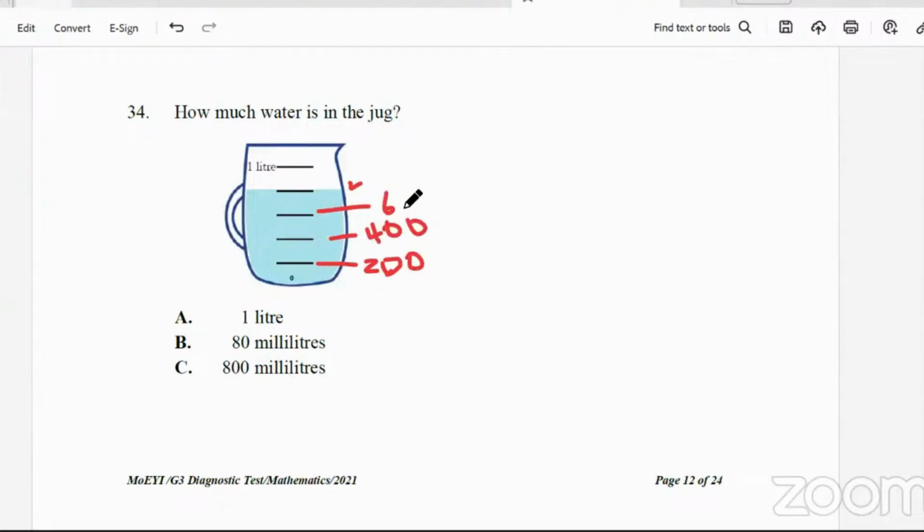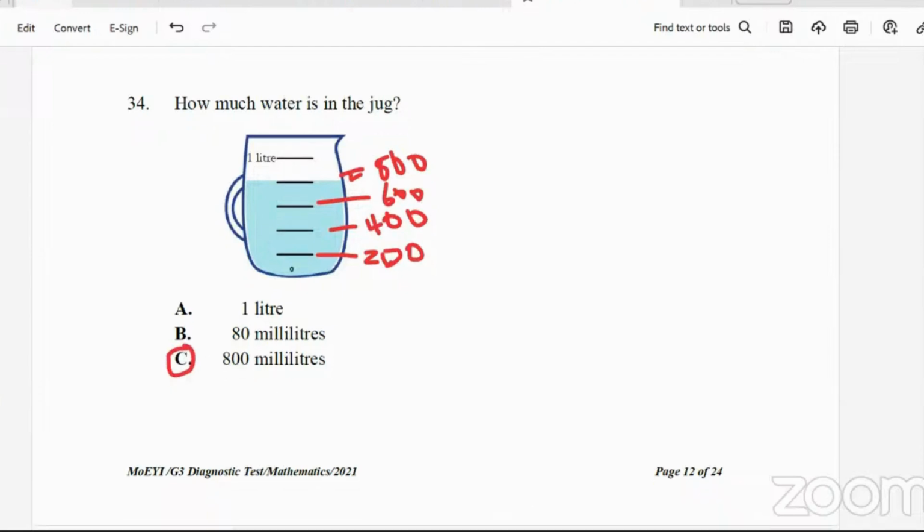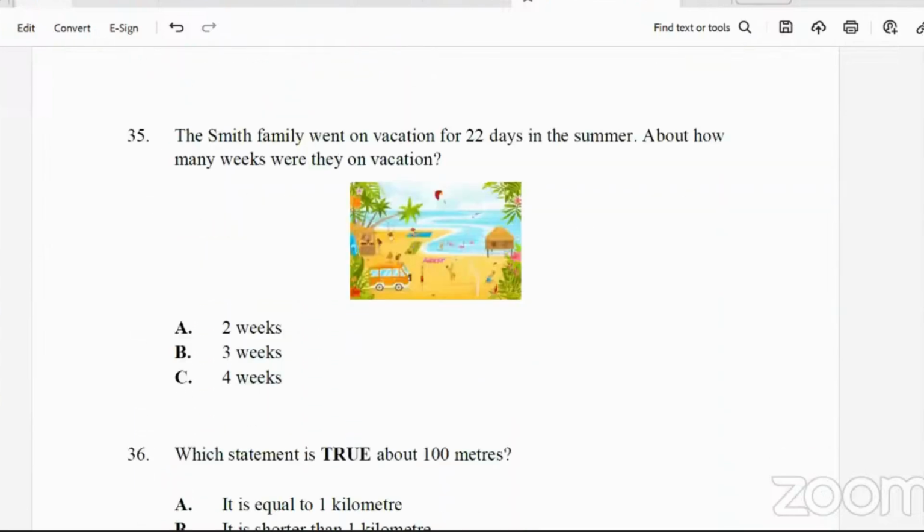Here would be 600 milliliters. And of course, here would be 800. And then another 200 would take us to 1 liter. So the answer for this one would be C, 800 milliliters. Next, we go to question 35.